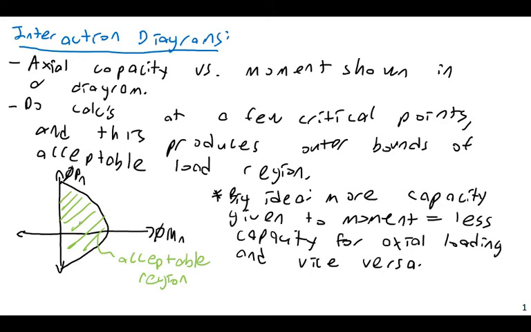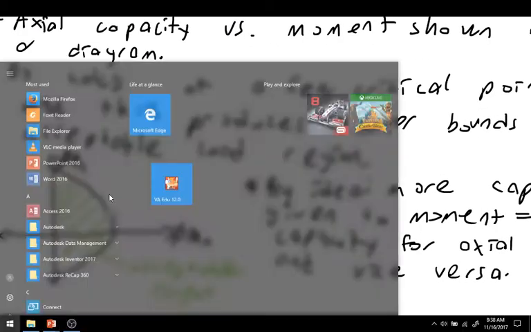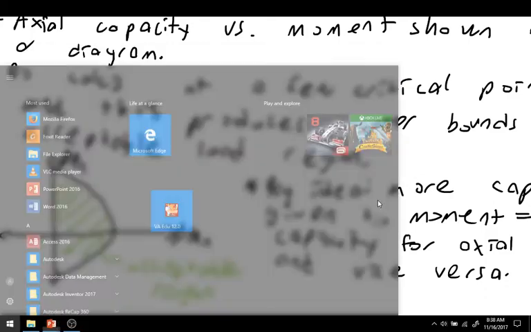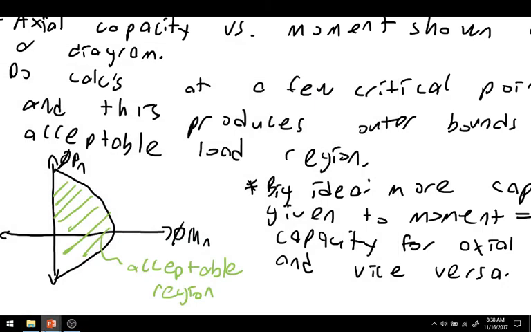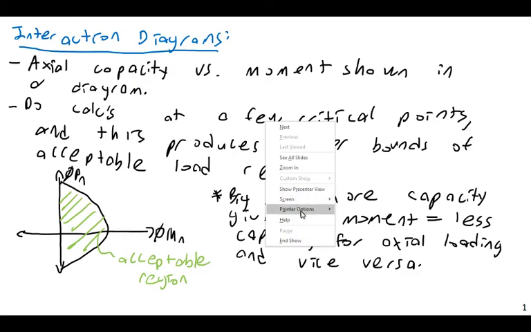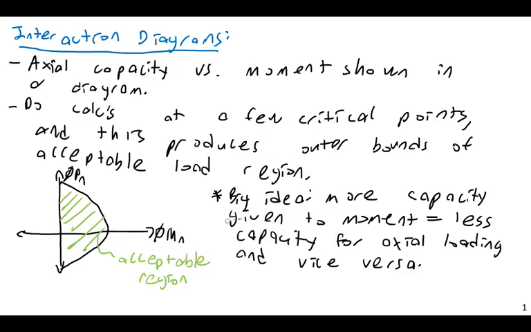The basic process is that for any given short concrete column, you create your curve, and everything inside that region is going to be fine. And that's the basic idea.